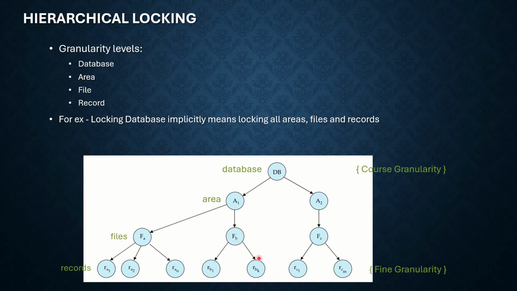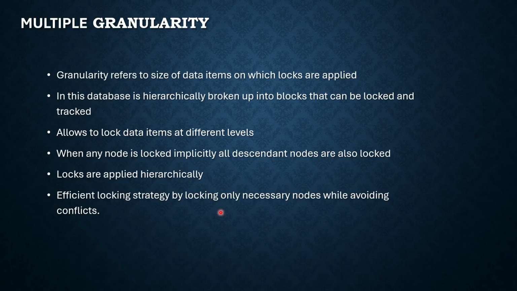And also, if I want to put locks on all these records, like of files, file A and file B, then I can simply put a lock on area 1. Okay, so this was the broad talk about multiple granularity, but let's look at these points also. It allows us to lock data items at different levels, and when any node is locked, implicitly all descendant nodes are also locked, and locks are applied hierarchically.